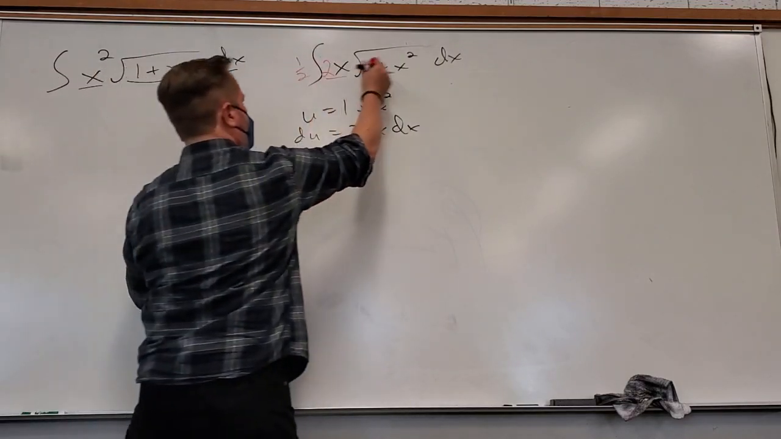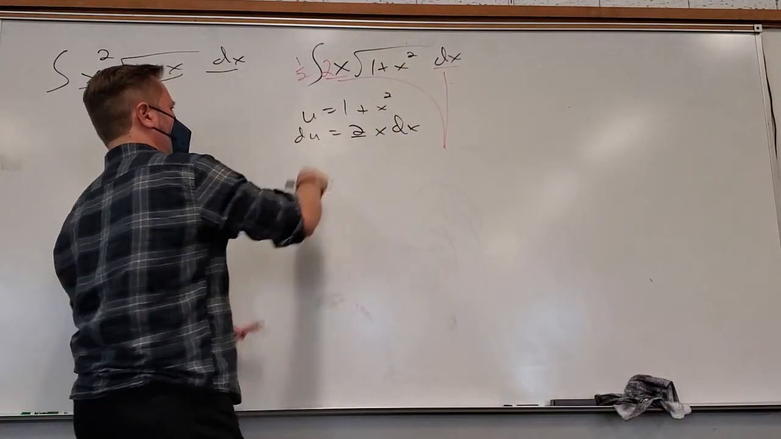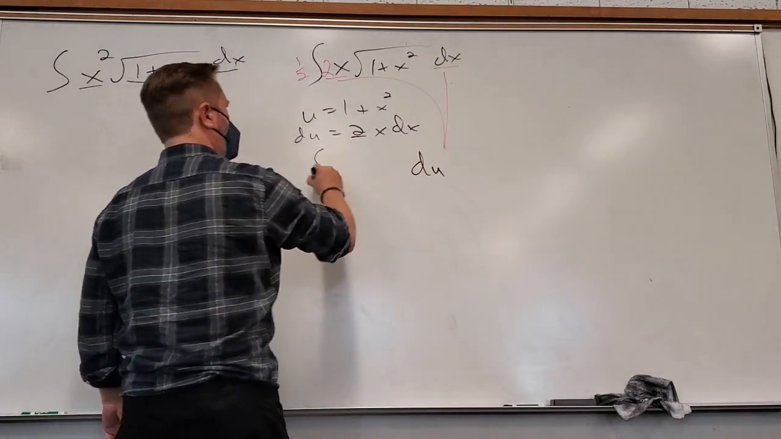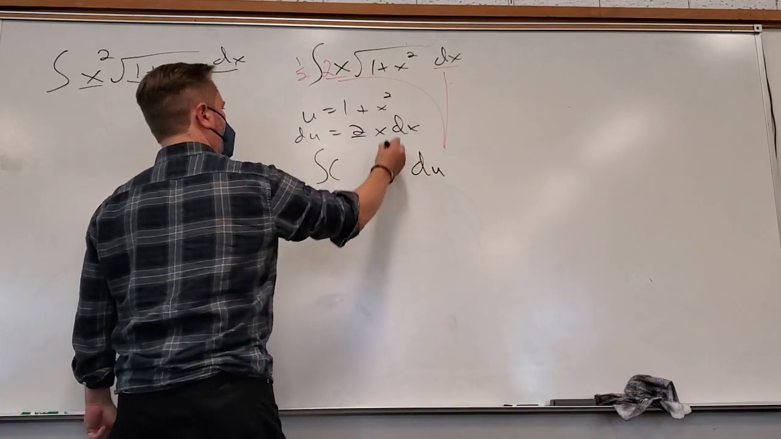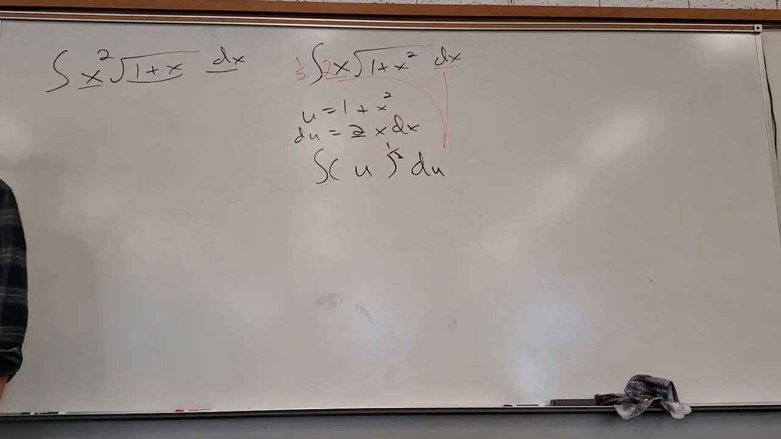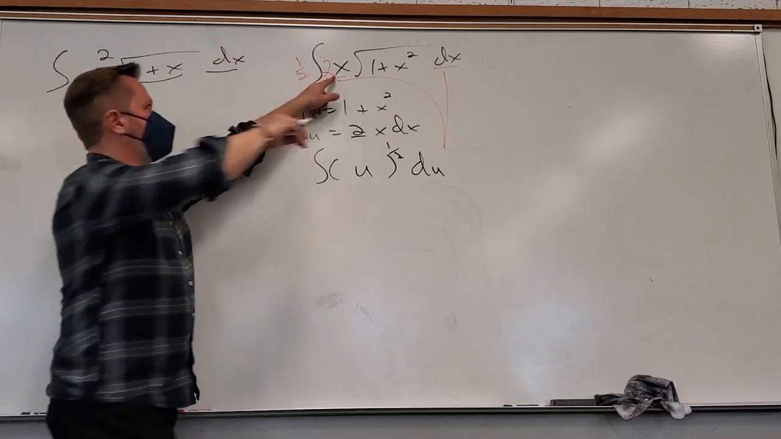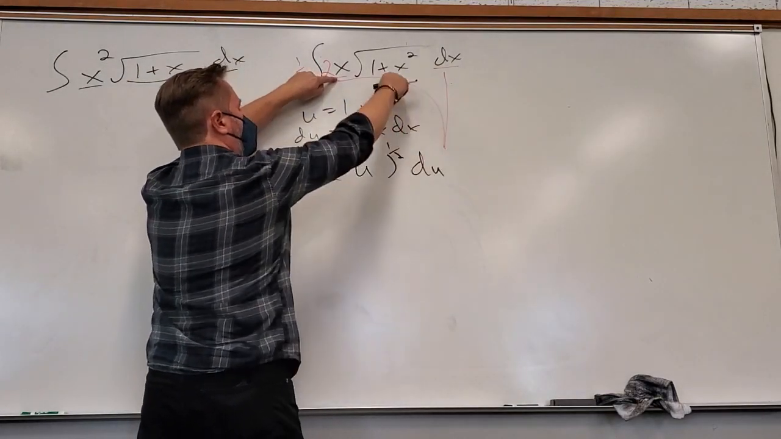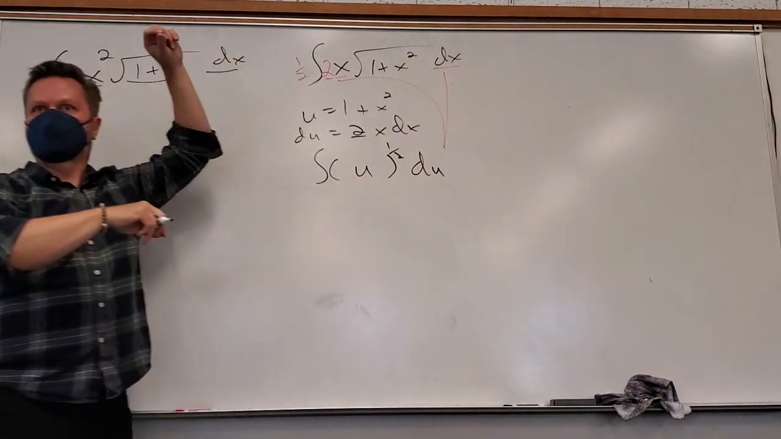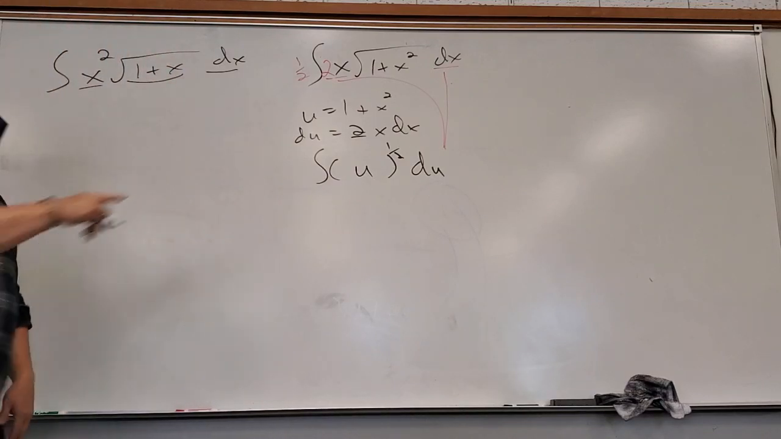So 2x dx is du, and the square root, so I'll put a 1/2 of 1 plus x squared is u to the 1/2, right? Because that's what we call u, yes? Is that cool? So 2x dx is du, 1 plus x squared is u. And that integral is easy. What's the integral in that?